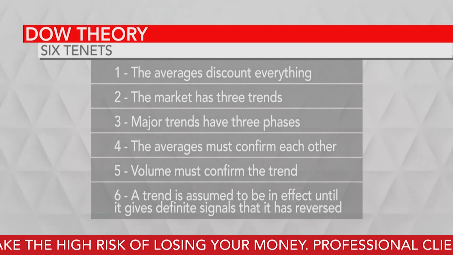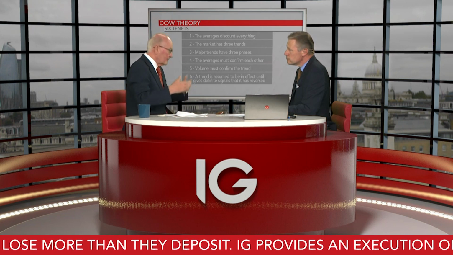Charles Dow was the founder of Dow Jones, the company. He was the first editor of the Wall Street Journal. He was the creator of the Dow Jones Industrial Average. So these are contributions which still resonate today. He never had a theory. I would just want to make that clear.